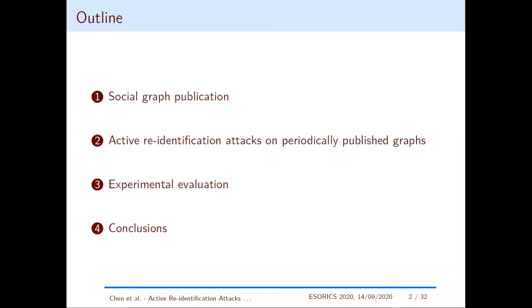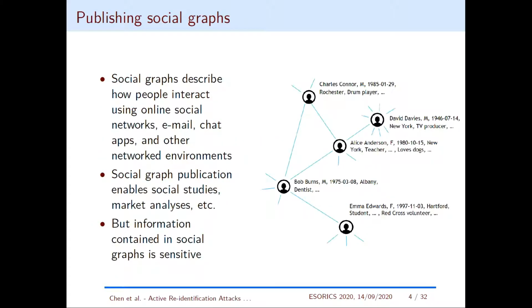In this talk, we will first give an overview of social graph publication with an emphasis on the scenario of a dynamic graph. Then we will go to the main topic of the talk, which is active re-identification attacks on periodically published graphs. Then we will describe the experiments that we conducted to support our findings, and finally, we will give our conclusions.